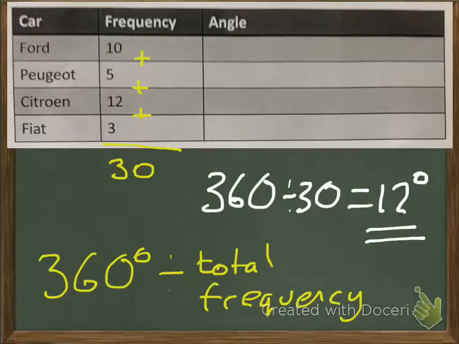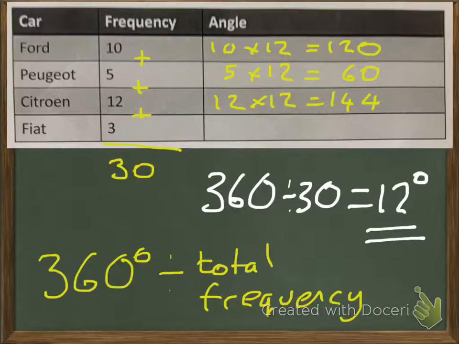and we can calculate our angles from that. So the first one is our Ford drivers. There were 10 of them, so we're going to do 10 times the 12 degrees, which comes to 120. The Peugeot drivers, well, there were 5 of them, so we're going to do 5 times the 12 degrees, which is 60 degrees. The Citroen drivers, there were 12 of them, so 12 times 12, which is 144. And finally the Fiat drivers, well, there were 3 of them, so 3 times 12, which is 36.